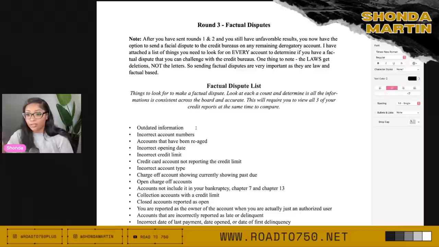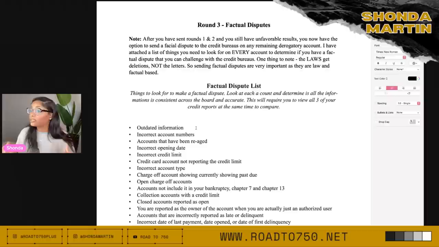The only difference between a factual dispute and regular disputes is that, remember, in rounds one and two, we never specified what was wrong. Therefore, that cannot be considered a factual dispute. The only time it can be considered a factual dispute is if we specify what is wrong. When you dispute online, they start you off in a factual dispute process, which is what we didn't want, because we're on round three and the account has still not gotten deleted.